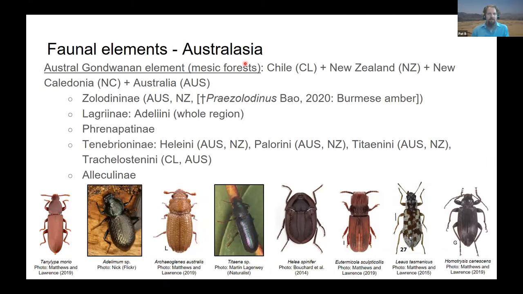A second element based on Eric's scheme is the Austral Gondwanan element, and these are mostly mesic forest Tenebrionids, and they often occur in Chile, New Zealand, New Caledonia, and Australia. And we'll use these acronyms here beside the different groups. The first one is Zolodinae, and this is a species that occurs in Tasmania in Australia. There's also one genus in New Zealand, this small subfamily, but more recently a fossil was described from Burmese amber that looks like it would belong to this subfamily. So I'm not too sure about how this applies in this scheme of different faunal elements, but something to look at in more detail.